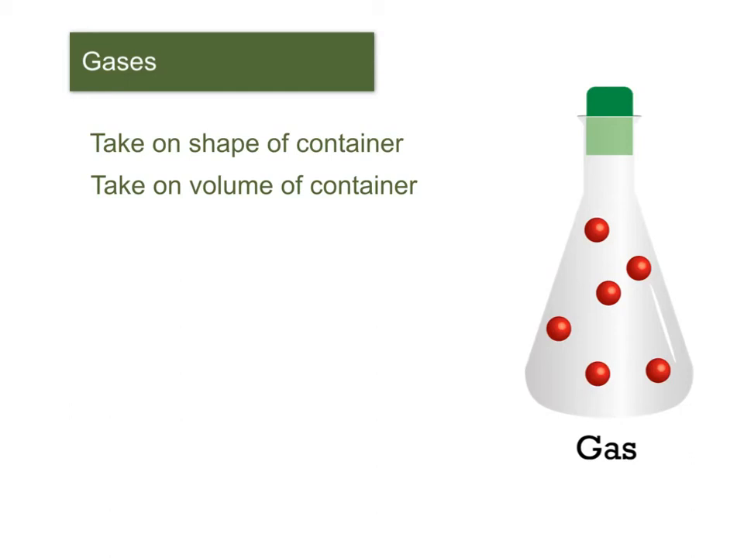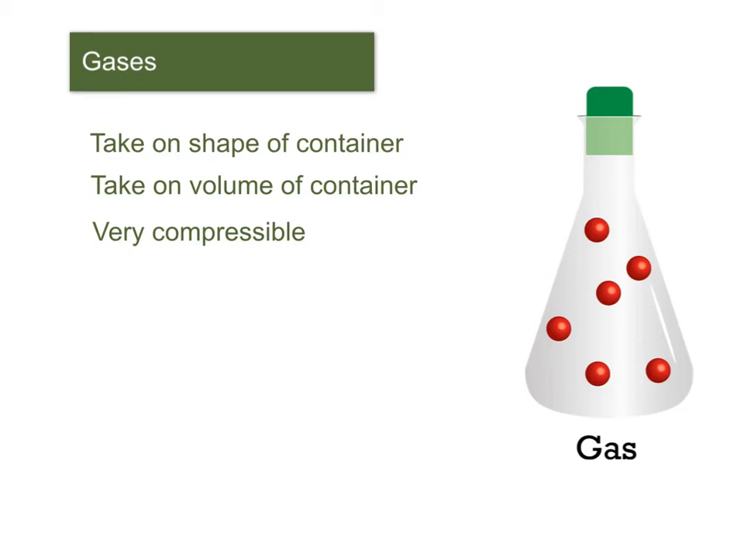So if we were to open up this flask and these gas molecules could escape, they would take up the whole space given to them in the room. All right, because gas molecules are so far apart, they can be compressed. So we can put gas under pressure and squeeze it into a smaller space than it would be otherwise.